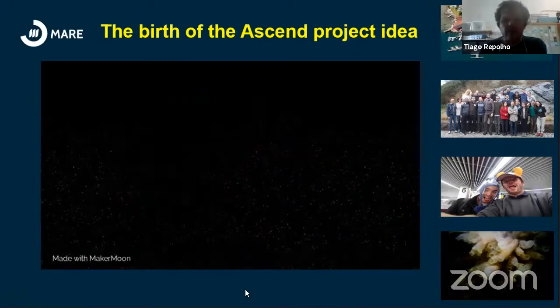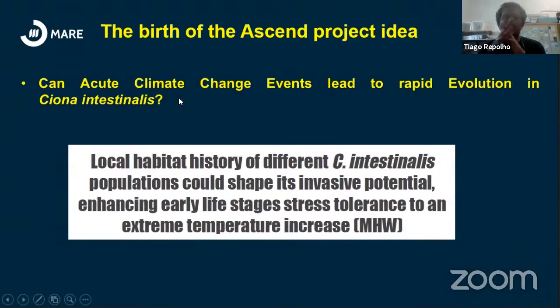So following this, our group presented an idea, which was this one in the yellow letters: can acute climate change events lead to rapid evolution in Ciona intestinalis? What did we want to do? Basically to infer if the local habitat history of different Ciona intestinalis populations, two derived from pristine sites and three from anthropogenically impacted sites, could shape its adaptive potential, enhancing early life stage stress tolerance to an extreme temperature increase, in this case, a marine heat wave.